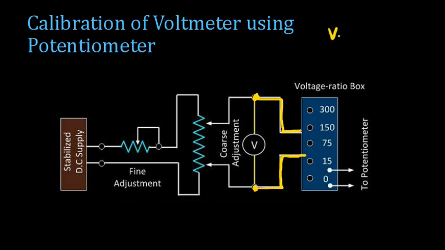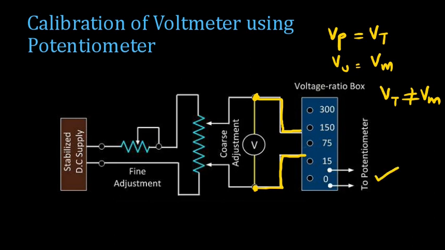The voltage measured by the potentiometer will be the true value, and the voltage indicated by the voltmeter will be the measured value. You will compare these, and you can get the errors if the true value deviates from the measured value. There can be some errors in the voltmeter reading, and such errors can be found out, and a calibration curve can be plotted. Ultimately you can say that the voltmeter is calibrated with respect to the standard potentiometer. So that is the process that we follow while calibrating the voltmeter using the potentiometer.